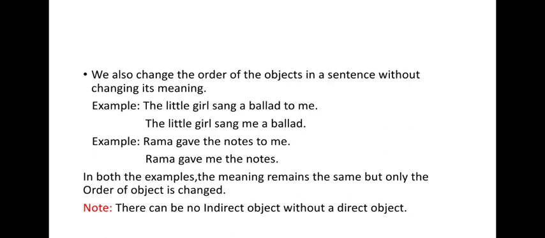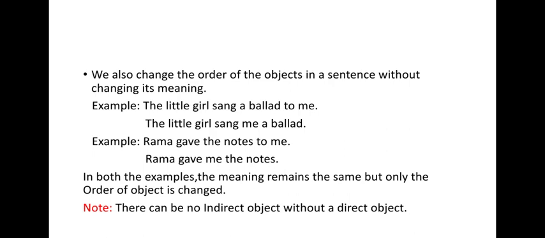Now what is the difference that you see in these two examples? In the first example, the little girl sang a ballad to me. Here we have a direct object, ballad, and to me is the object of the preposition. In the second example, the little girl sang me a ballad. Now here we have an indirect object. Yes or no? Are you getting it?